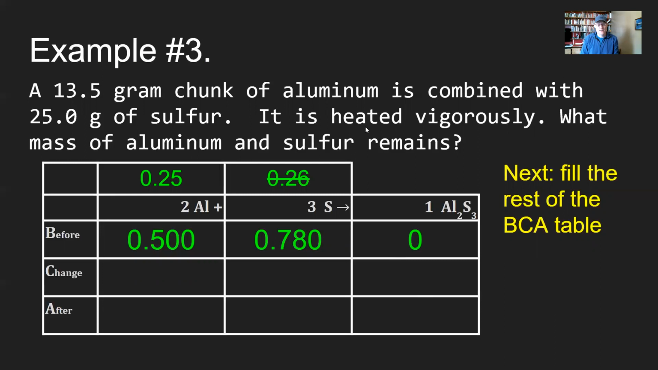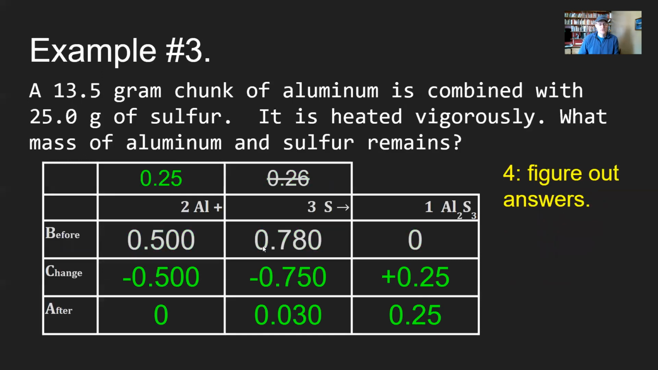Take a moment to fill out the rest of the table and see how it turns out. Here's what you should have ended up with. You'll notice that we have minus 0.5 moles of aluminum, which leaves us with 0 moles of aluminum. We have 0.030 moles of sulfur remaining, and we were left with 1/4 mole of the aluminum sulfide. Now we've got to figure out the answer though, because it did ask what mass of aluminum and sulfur remains. So figure out how many moles that happens to be first, and then we'll try and figure out how to get that into mass afterwards.